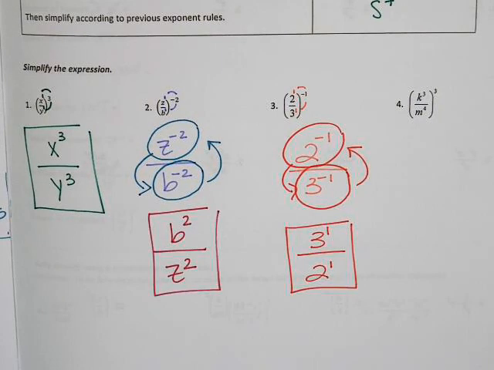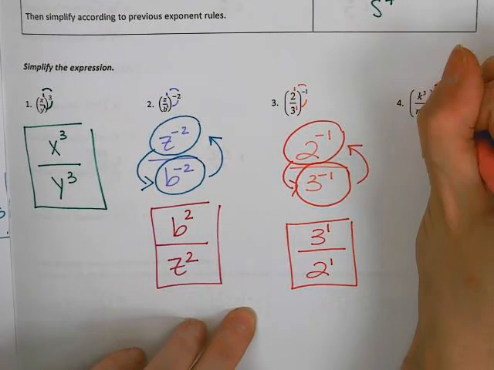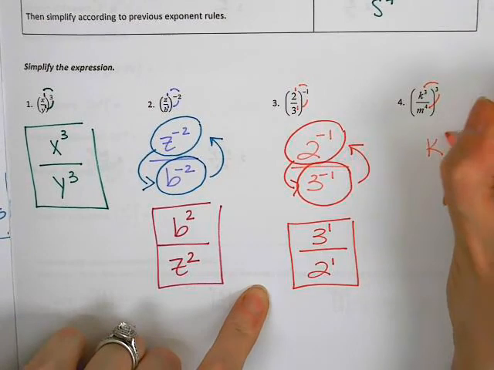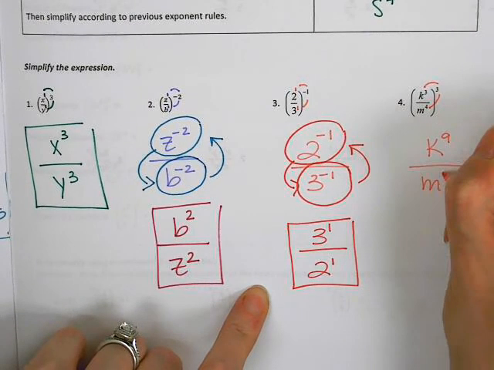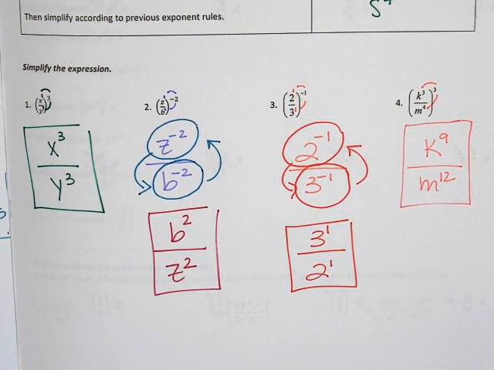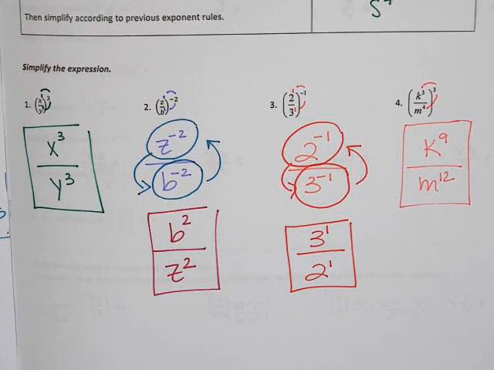All right, last one, guys. Power to a power you multiply, but you got to distribute to both. So it's going to be K9 over M12. All right, great job, guys. A lot of stuff today with division and fractions.